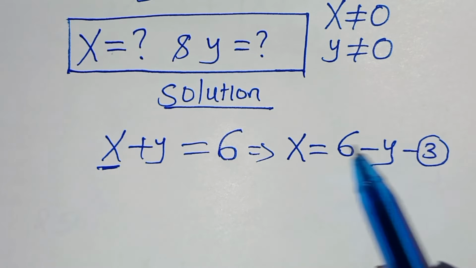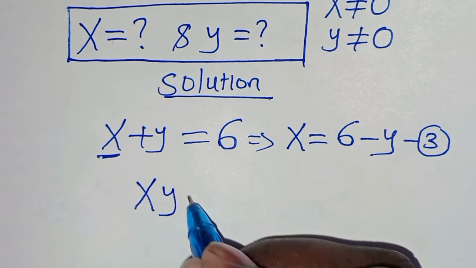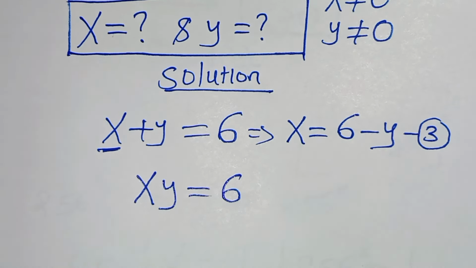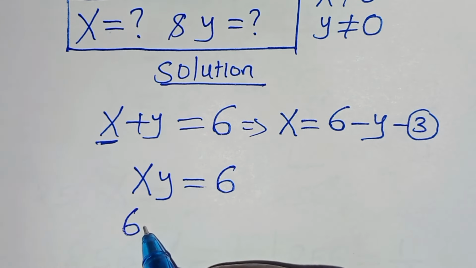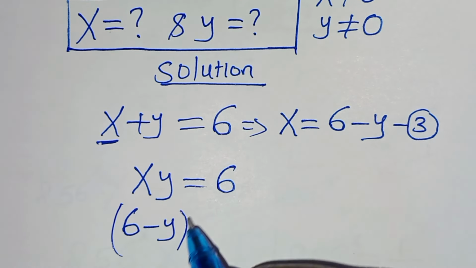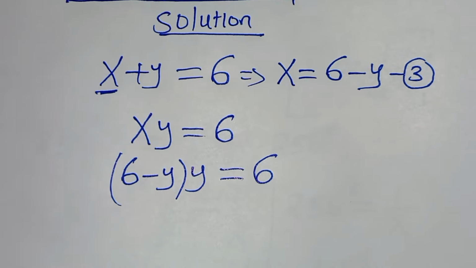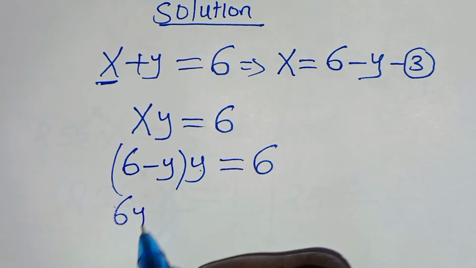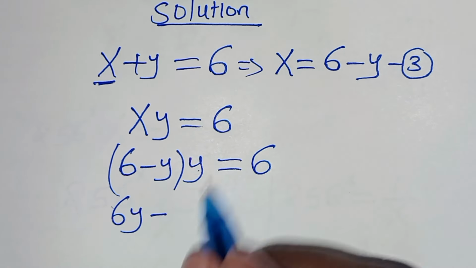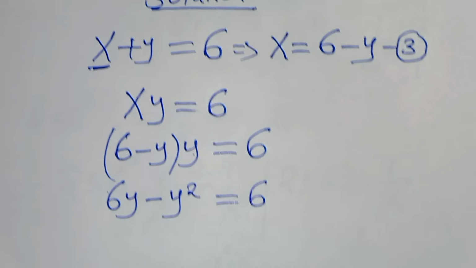Now, let's substitute equation 3 into equation 2. Equation 2 is x times y, this is equal to 6. Substituting x here, we have 6 minus y times y, this is equal to 6. So that now here we have 6 times y, this is 6y, subtract y times y, this is y squared, this is equal to 6.